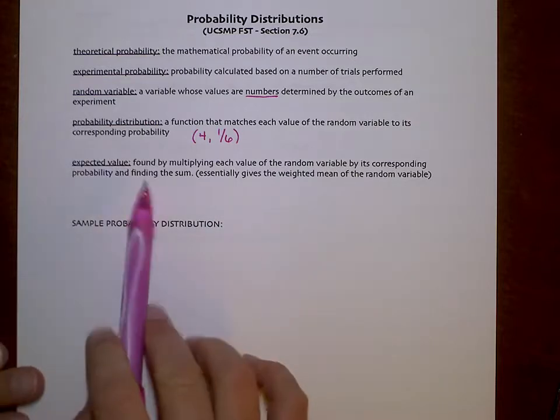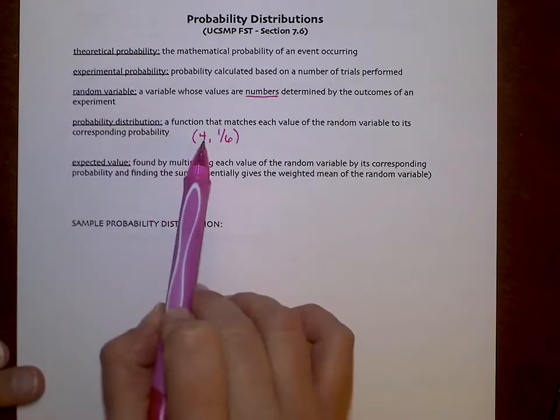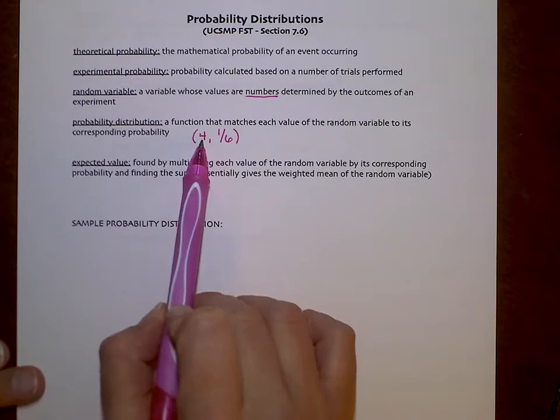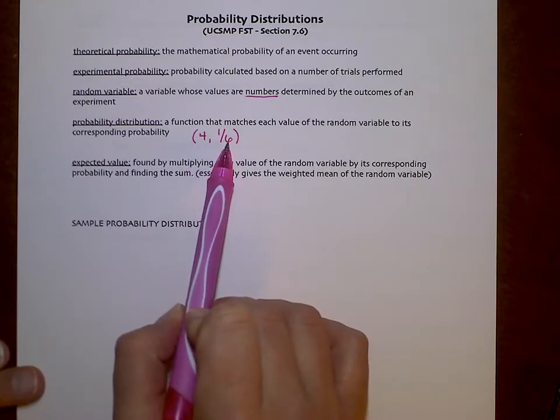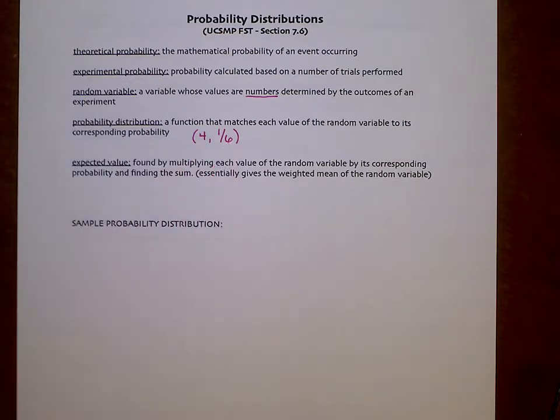But the expected value comes from basically taking each of these random variable values and multiplying by the probability and then adding those together. And really what it does is create a weighted average for you that would give you an idea of what value you would expect to get the most often. If you were to do this experiment, what do you think the outcome would end up being, mathematically speaking?